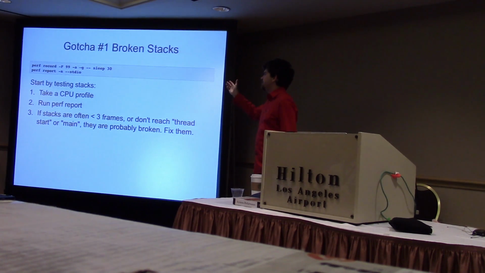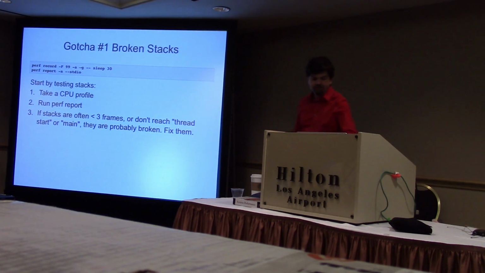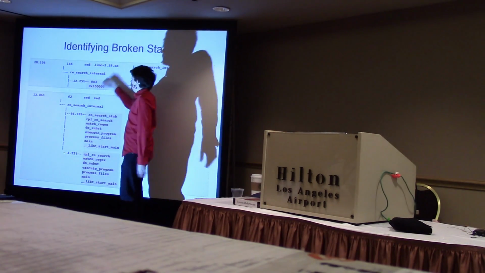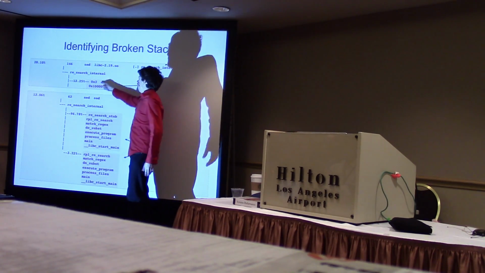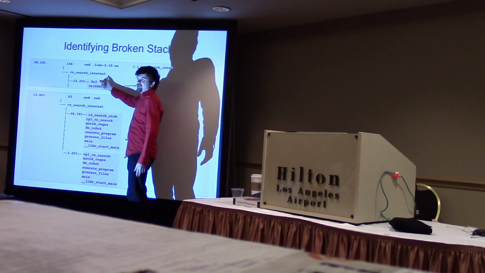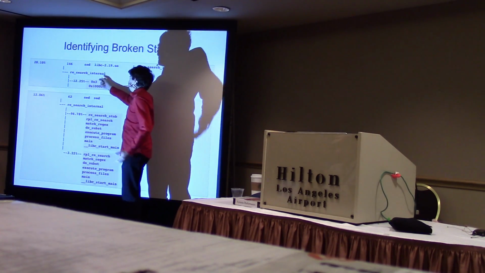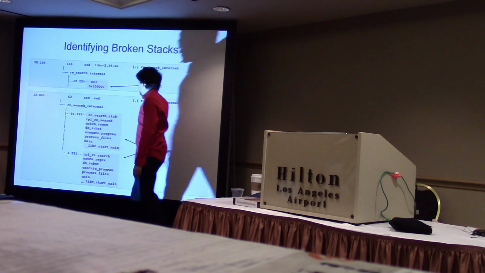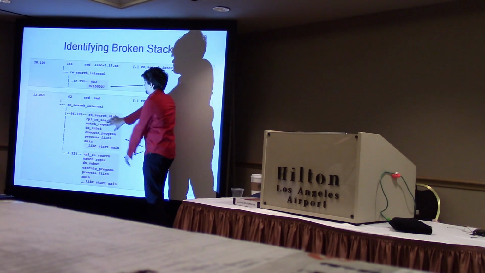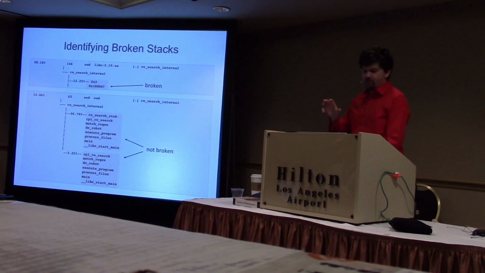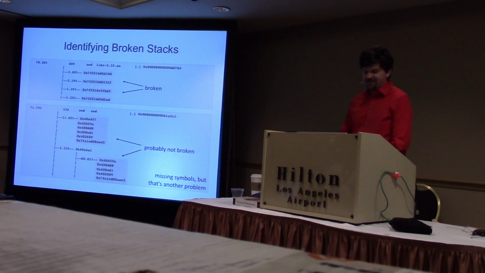The first gotcha is broken stacks, and this will be pretty obvious. You can just do a simple CPU profile and have a look at it. This is broken, so I'm just running perf report. 3 is not the address of a stack frame or a function on the stack. That's just garbage. These are stacks that are working, right? These look sensible. This is my brokenness identification chart.